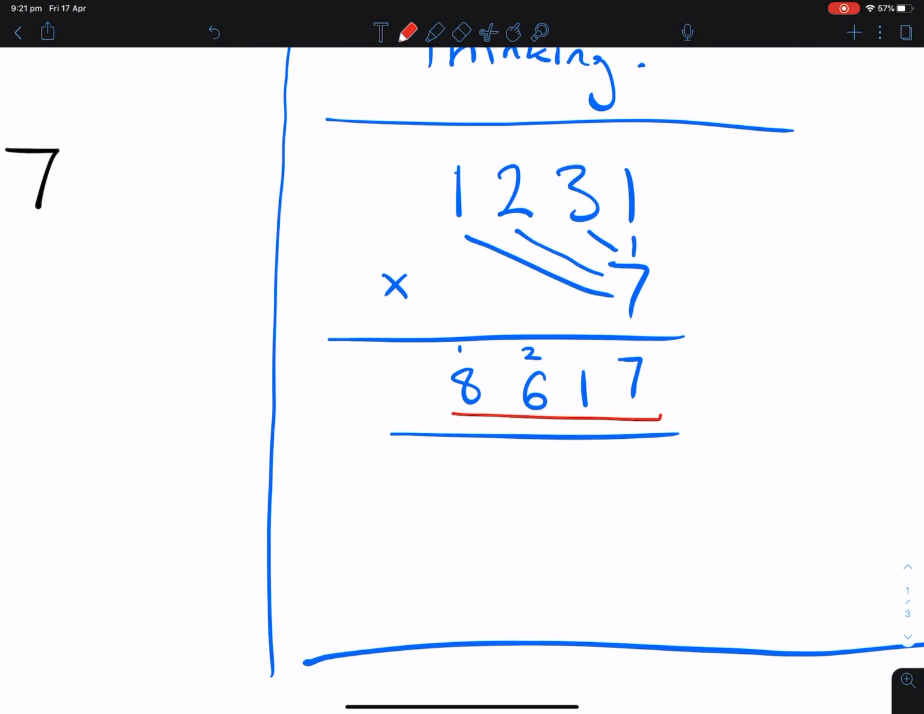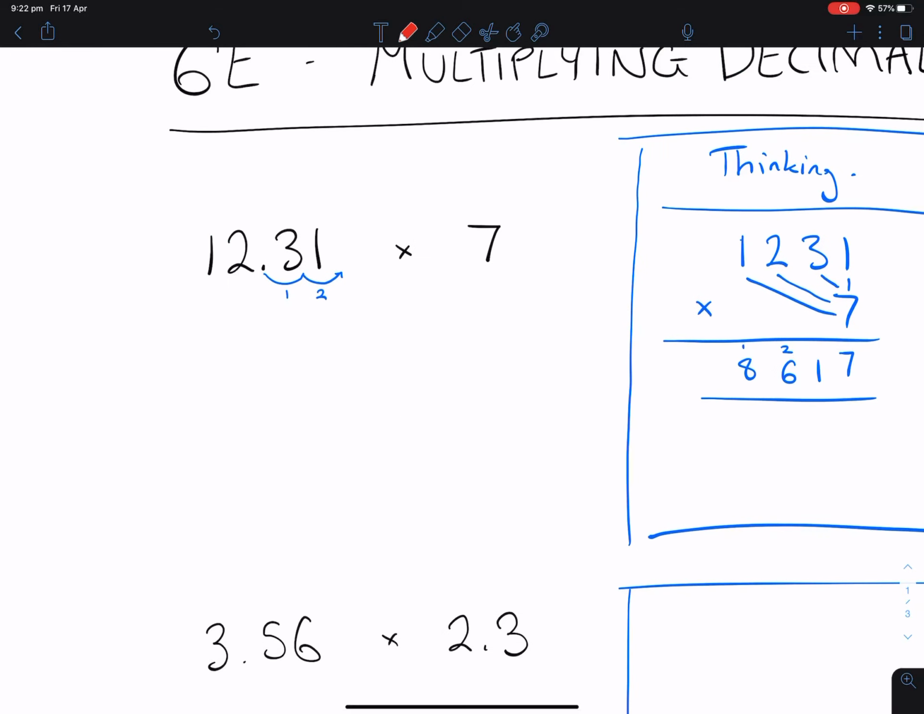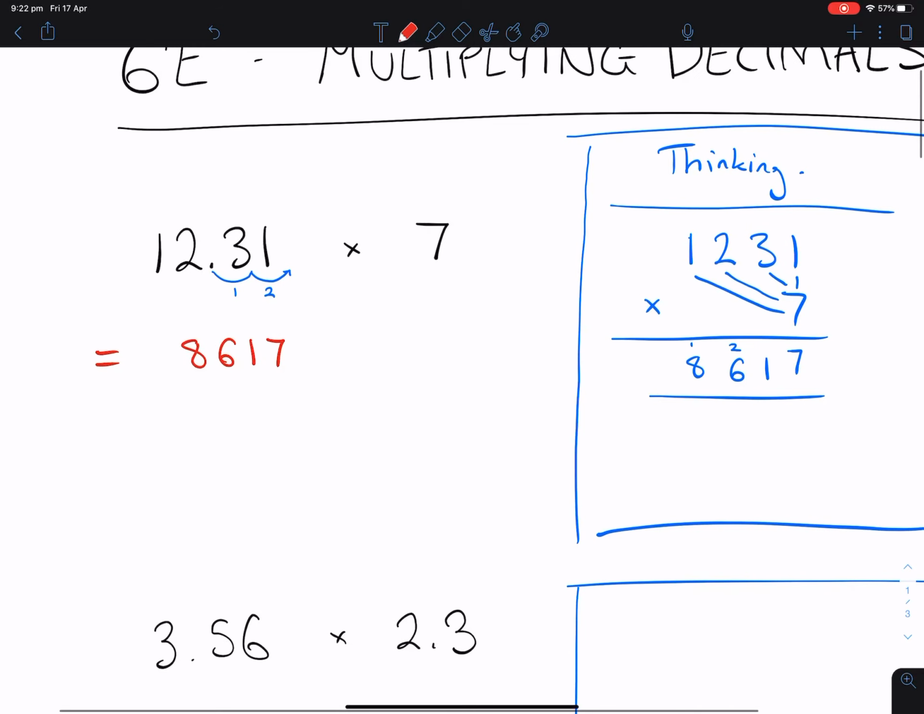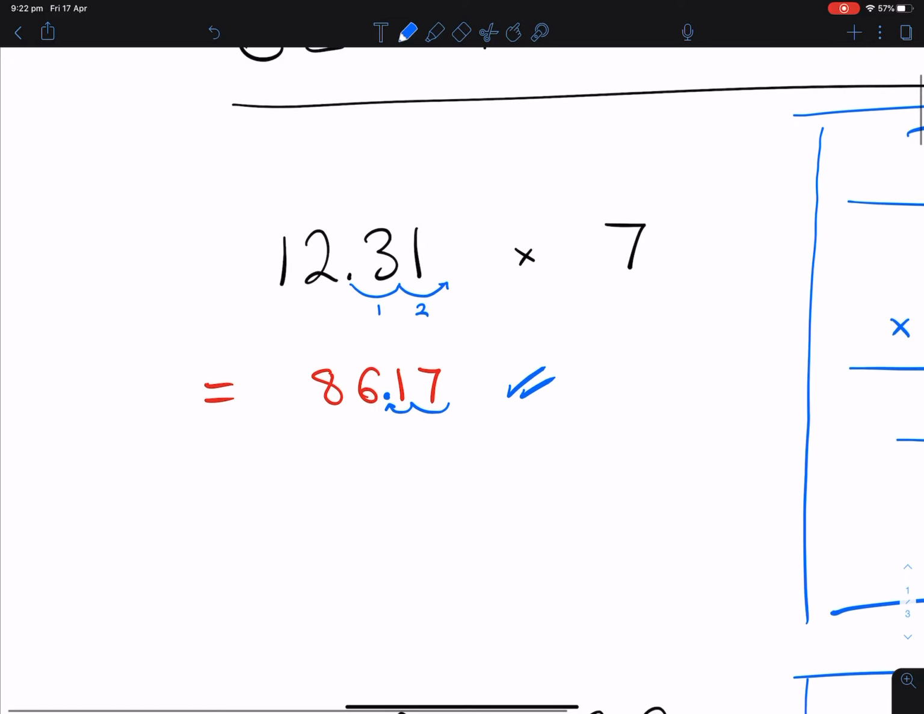So let's take this answer we've calculated and put it over here. 8, 6, 1, 7. I've just copied it. I've just taken the number and put it over here. Now I can do that step where I restore the decimal point. We moved it backwards 2 spaces, which means we have to move it forward 2 spaces. 1, 2. It's now there. There's my answer. 86.17 is correct.